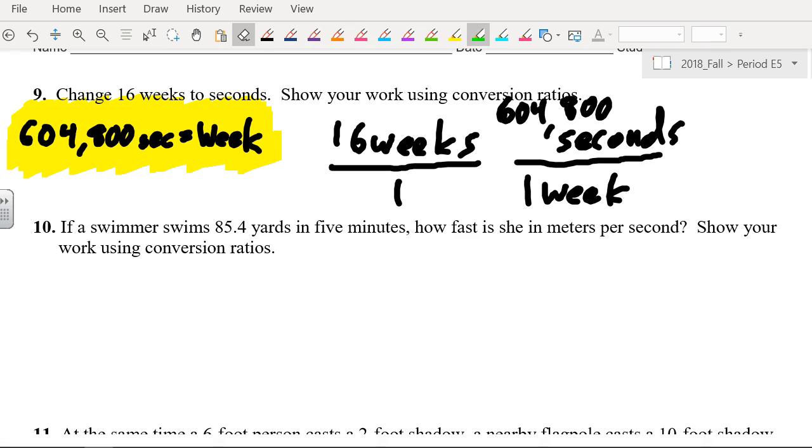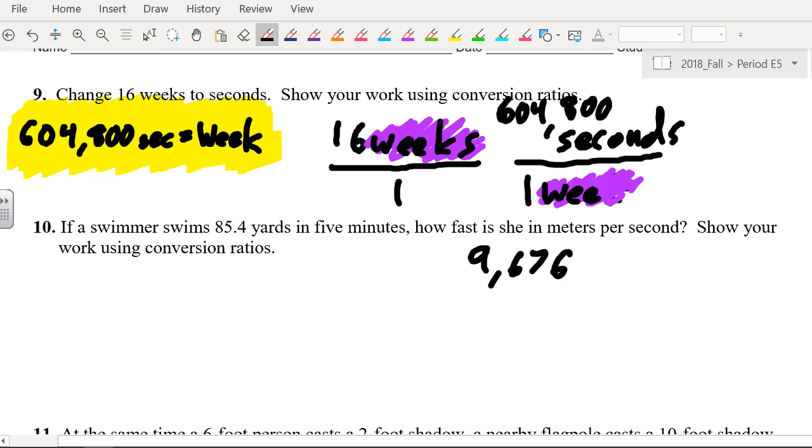And then we cancel. Weeks are gone. They're going to come back. Okay, so then we just multiply. What do we get? I need just one person to read it to me. 676,800. Alright, I didn't check that answer, but hopefully it's correct.